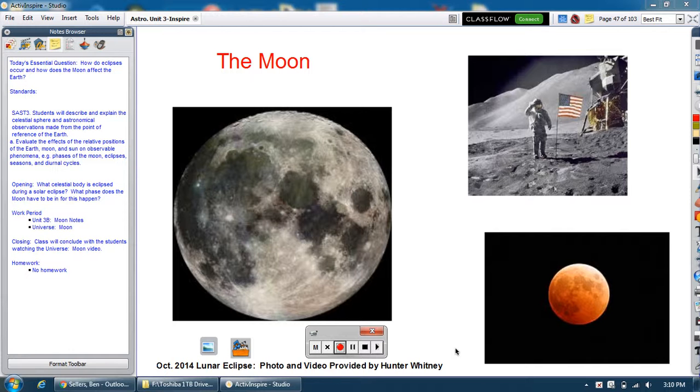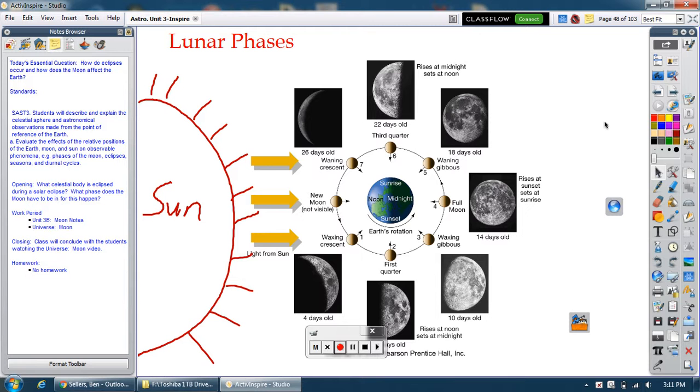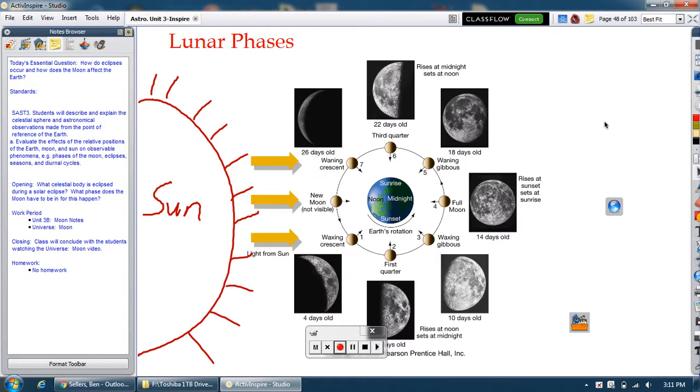Okay, going to do a quick review of the moon notes from Sellers' class. Obviously, notes are posted online as well, but I just thought I'd give a quick review. Lunar phases, the first thing you should probably know, is something you've probably learned since elementary school.